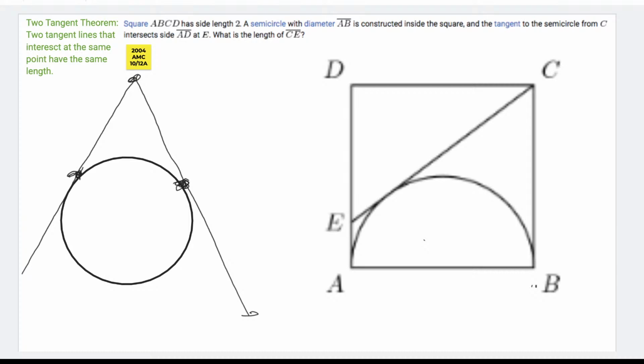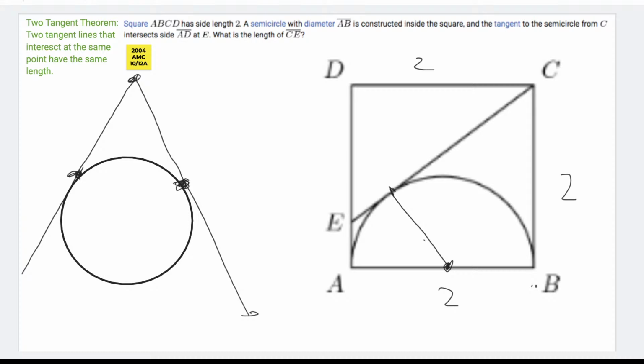So in this problem, it says square ABCD has a side length of 2. So let's label it. And it says a semicircle with diameter AB is constructed inside the square, and the tangent to the semicircle from C intersects side AD at E. So this is the tangency point. Now it's asking us for the length of CE. Whenever you have a tangency point, a trick here is to connect the tangency point to the center, which is this. And then we notice this is just a lot of two tangent theorems here.